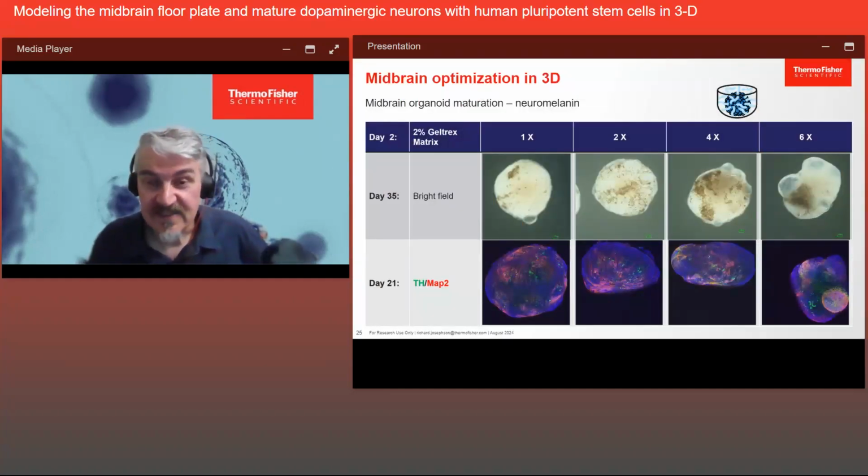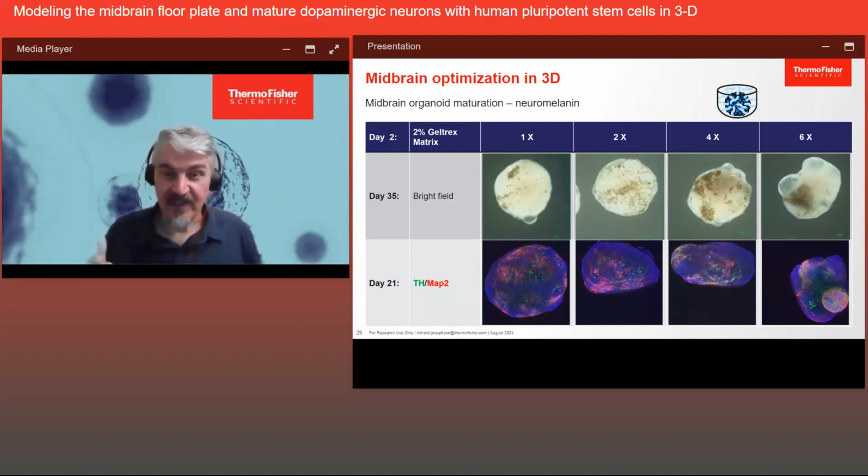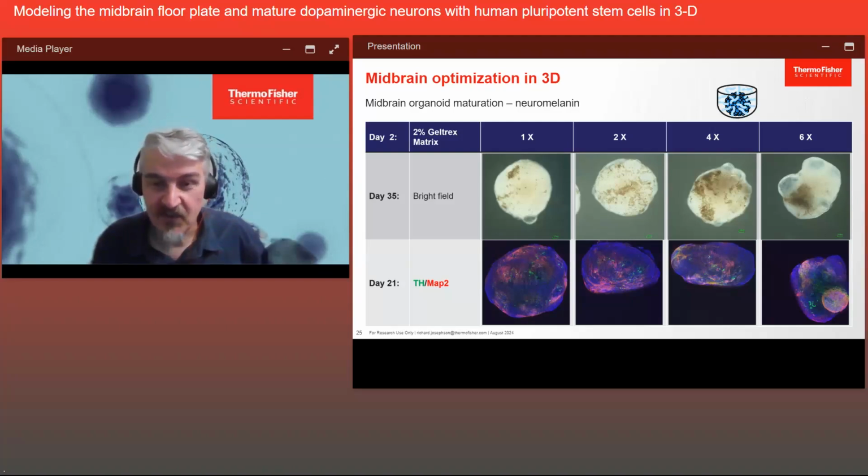In this slide, I've paired each of these with a 3-week organoid generated by the same concentration of inducer, but stained for tyrosine hydroxylase and MAP2 at 3 weeks. And what we find is that the increase in neuromelanin up to 4x correlates with an increase in tyrosine hydroxylase positive neurons at 3 weeks.